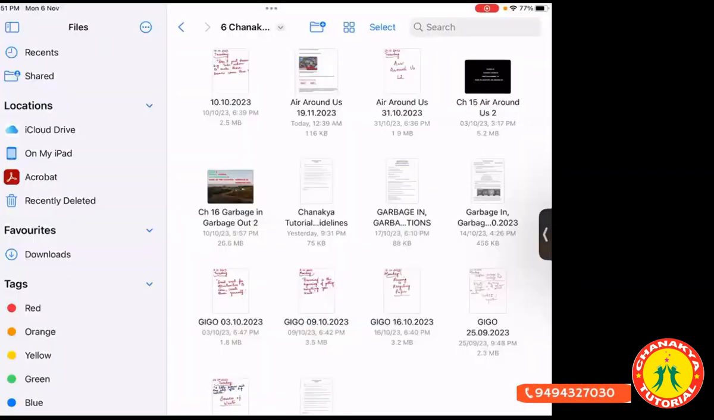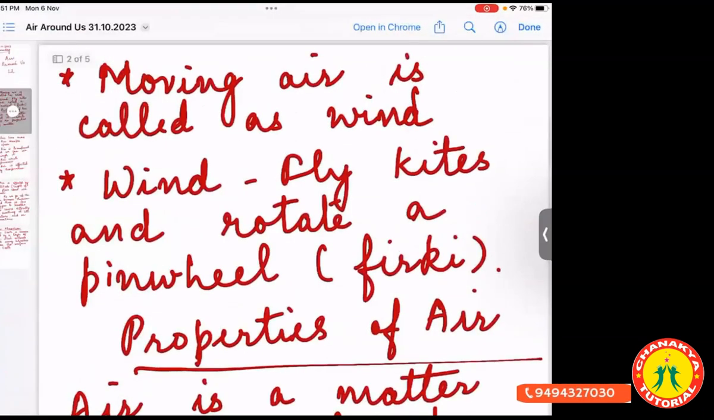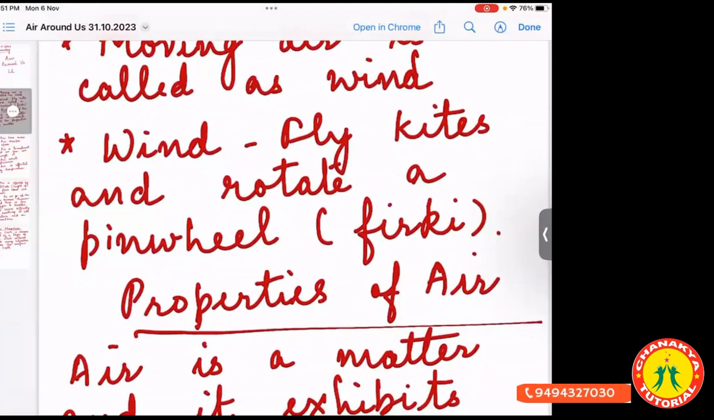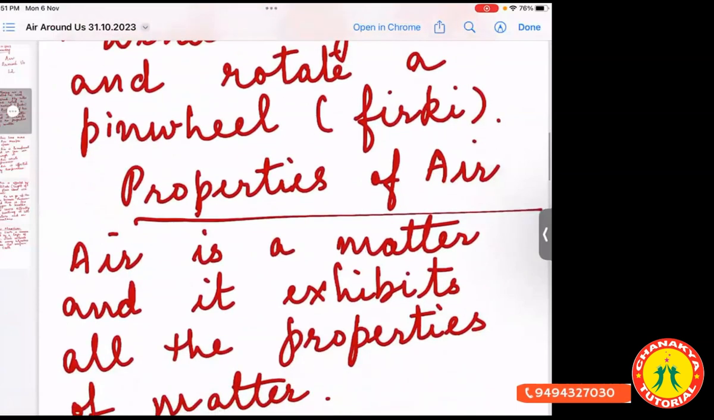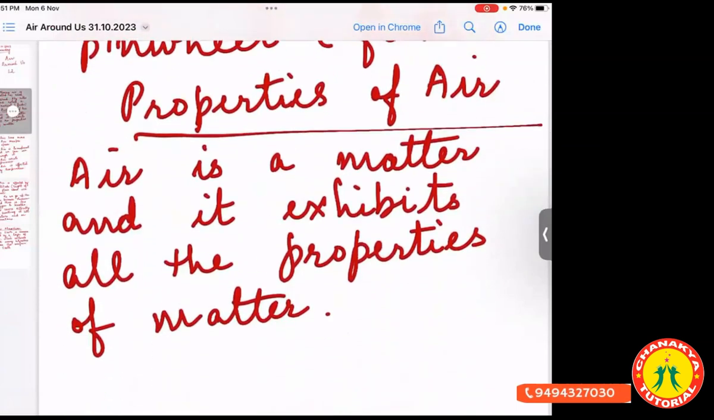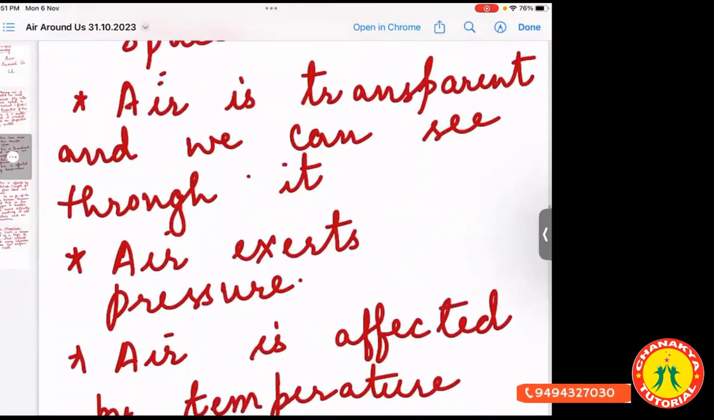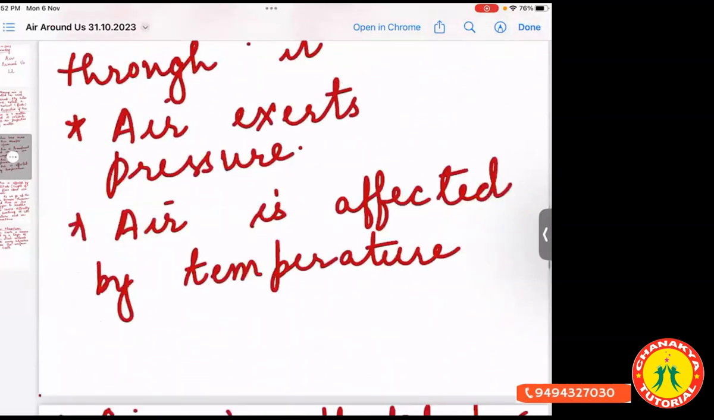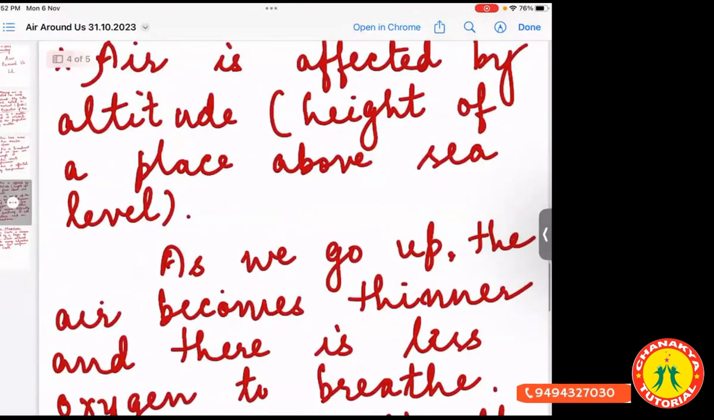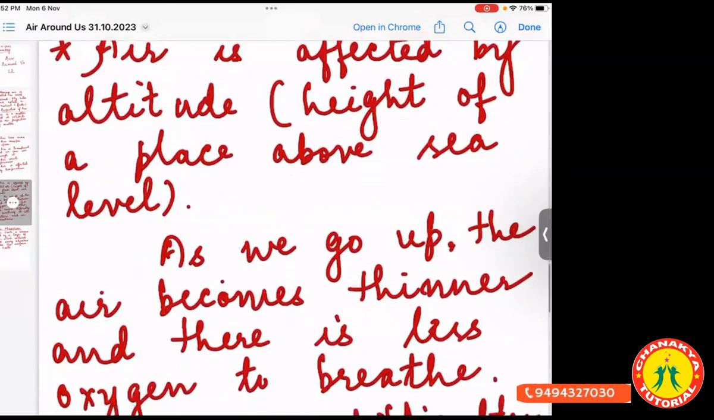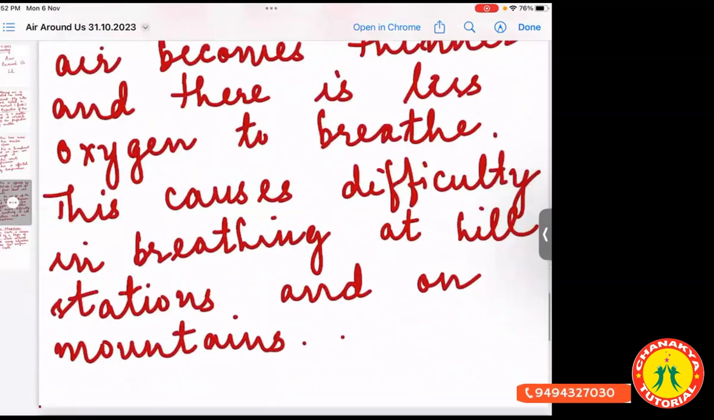In the previous class, we discussed that moving air is called wind. Wind is any moving air. Flying a kite, rotating a pinwheel, everything requires air. Properties of air: we have discussed that air is matter and it shows the properties of matter. It occupies space. It has mass. It is transparent and we can see through it. Air exerts pressure, and air is affected by temperature as well. When we go higher and higher in altitude, what happens? It becomes thinner, because of which there is a deficiency of oxygen and we find it difficult to breathe.